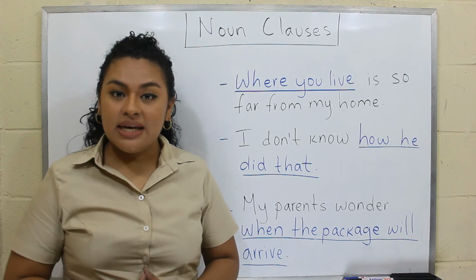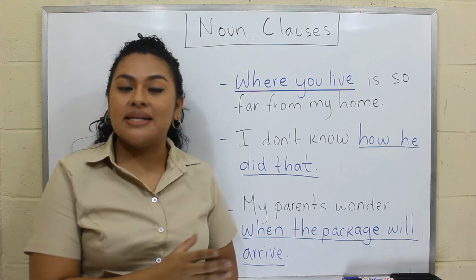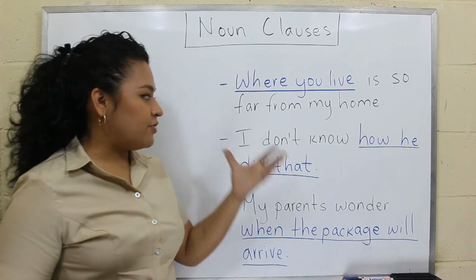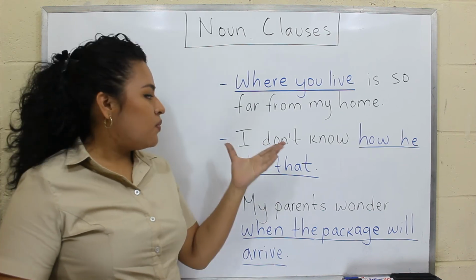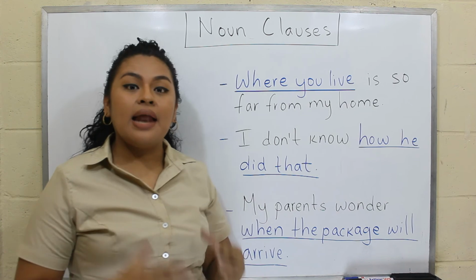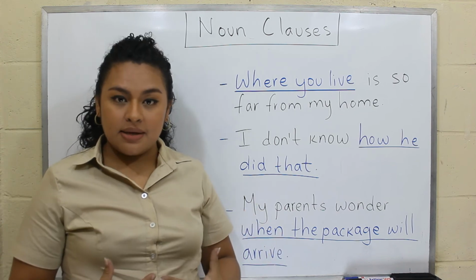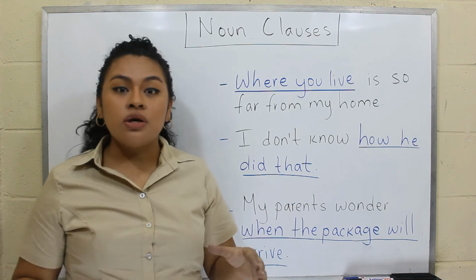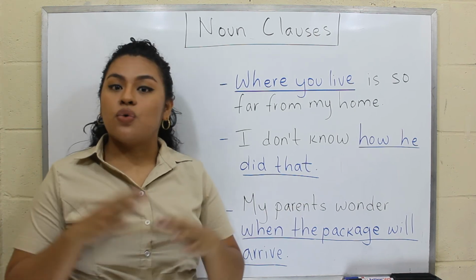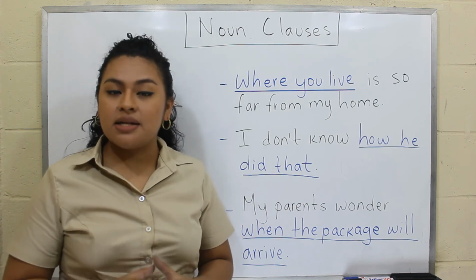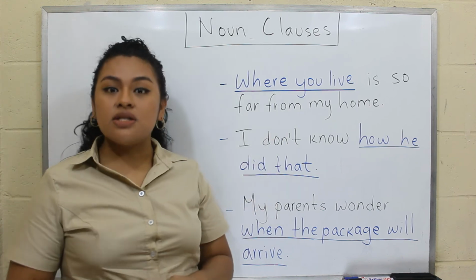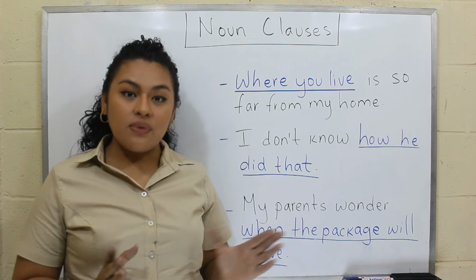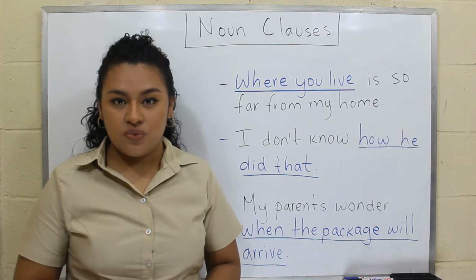And the third one is that we need an independent clause for the noun clause to make sense. For example, in this case, we can say "I don't know" and people will understand what I mean. But if I say "how he did that," people won't understand what I mean. So we always need an independent clause for the noun clause to make sense. And this is all about noun clauses with question words.